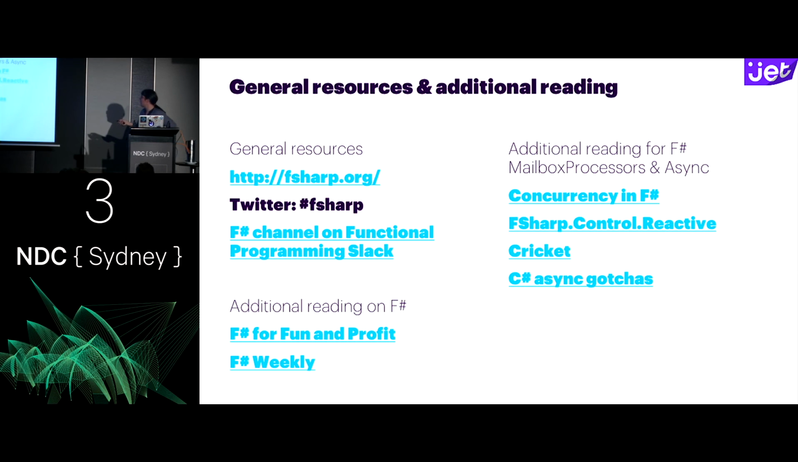So there is an F# control reactive project. Definitely check out the Cricket project as well. It's really, really good. There are also additional actor library-based projects that are also really, really good and very well maintained within the F# space. I happen to show off Cricket, but don't take that as an endorsement of that over any of the others. But definitely go try to find the C# Async gotchas post.